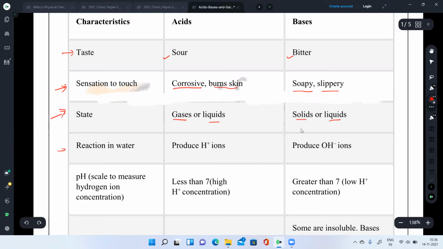Reaction with water: when acid reacts with water, it produces H plus ion. But when base reacts with water, it produces OH minus ion. pH scale means the measure of hydrogen ion concentration. So pH less than 7 is for acid, and pH greater than 7 is for base.